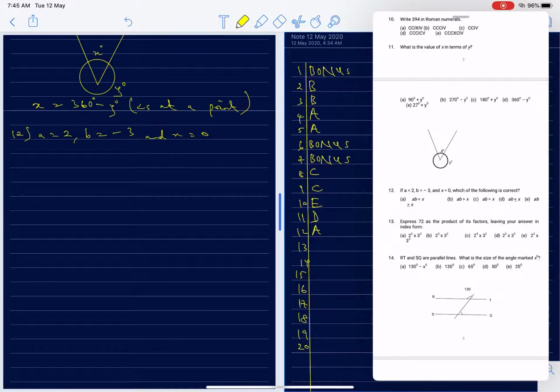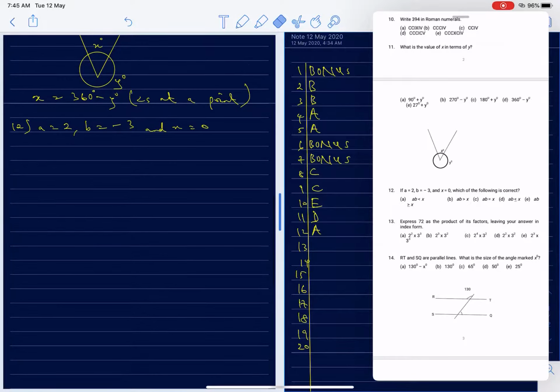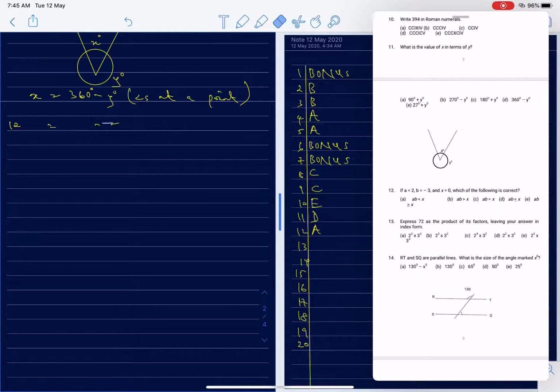Number 13 quickly. That means we don't need any solution. We don't need to write anything here. Now to number 13. Express 72 as a product of its factors, leaving your answer in index form. That's number 13.